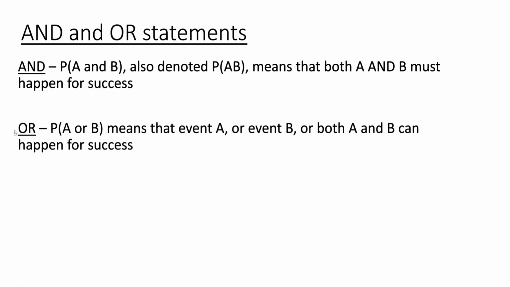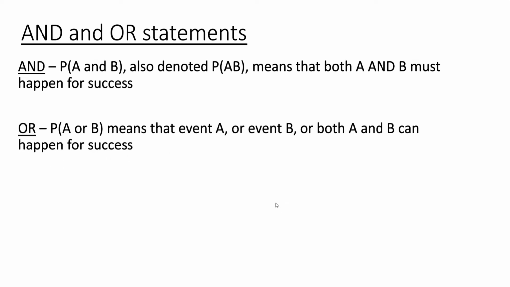Now the word or has a slightly different meaning in a math context than it does in an everyday life English context. When we say probability of A or B, it means that A could happen, or B could happen, or both A and B can happen for success.